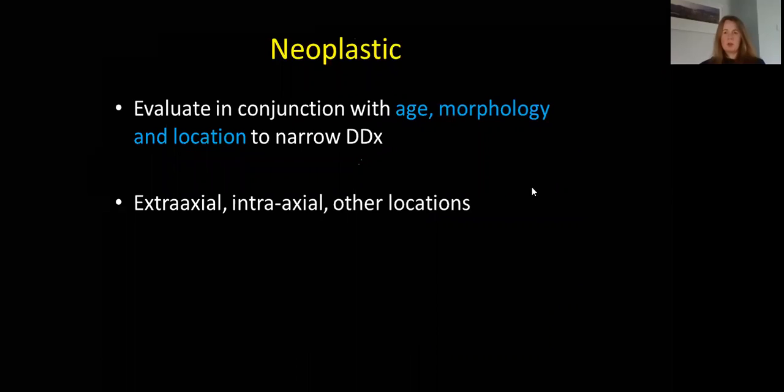So when you've got something that you think probably is a tumour, then you should obviously correlate the imaging with the age, with the morphology of the tumour, and with the location, and that should help you to narrow the differential diagnosis. In terms of location, the broad categories here would be extraaxial and intraaxial, because the differentials for those compartments are completely different.